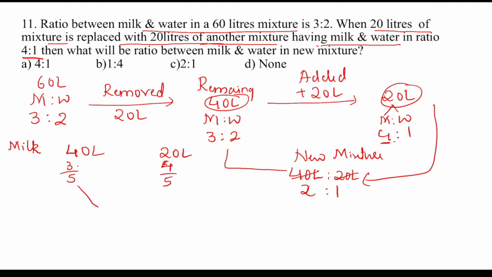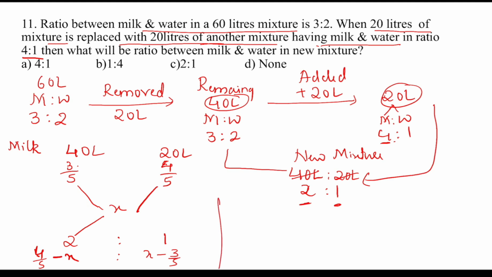When these two are added, a new mixture will form. It will contain milk and water in the ratio how much? It will have 2 parts of this and 1 part of this, so 2 parts of the 20 liter mixture and 1 part of the 20 liter mixture. So now according to alligation, it is (4/5 - x) to (x - 3/5).